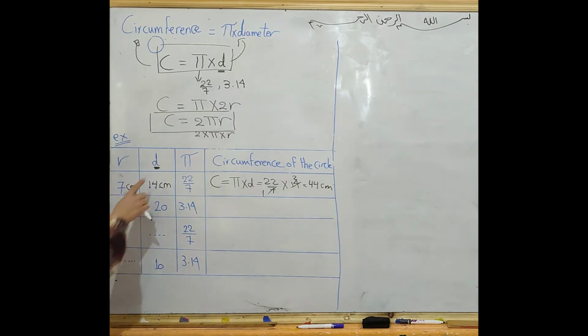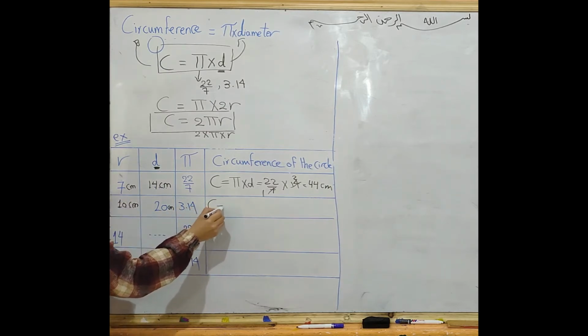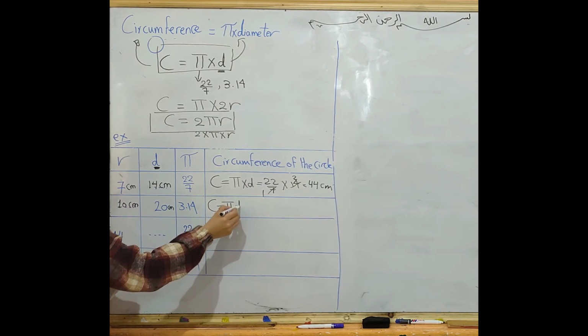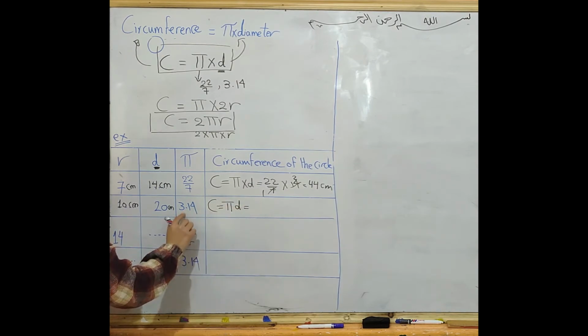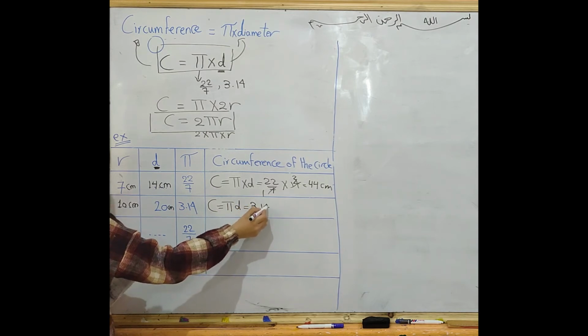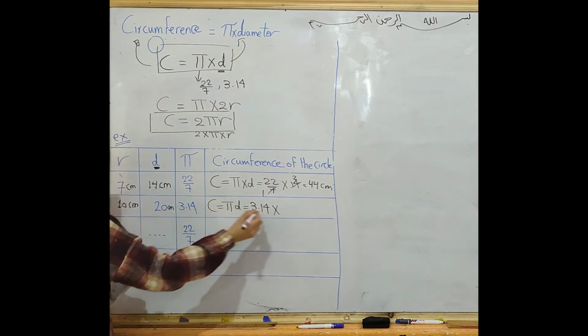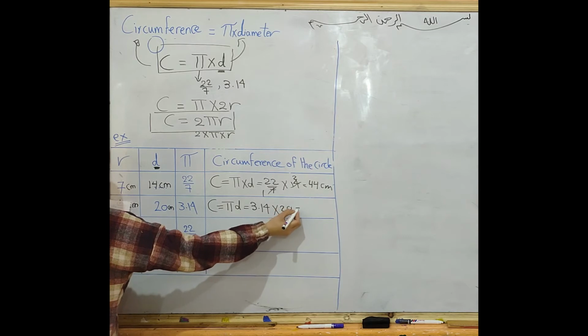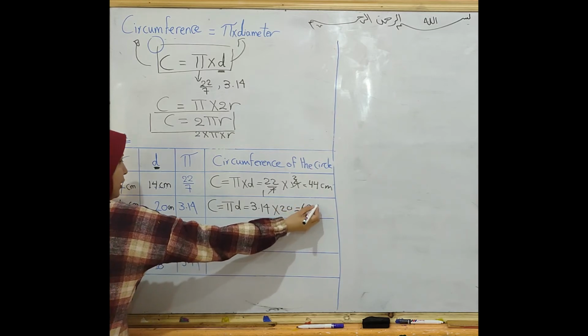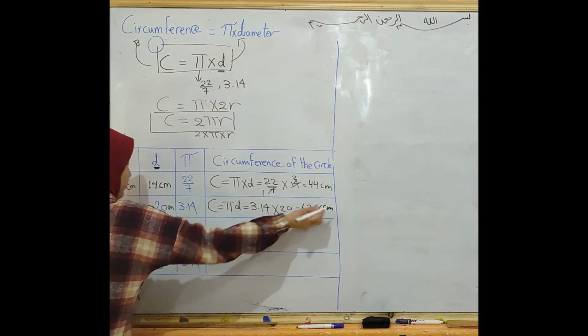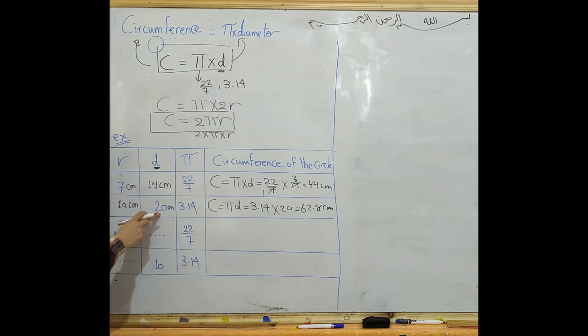Another example, if the diameter is 20 centimeter, then the radius is 10 centimeter because the diameter equal 2 radii. To find the circumference equal pi d equal, pi is 3.14 by the diameter 20, equal 62.8 centimeter.